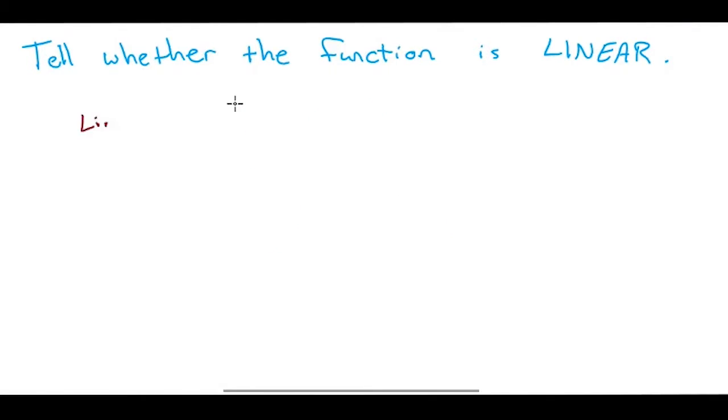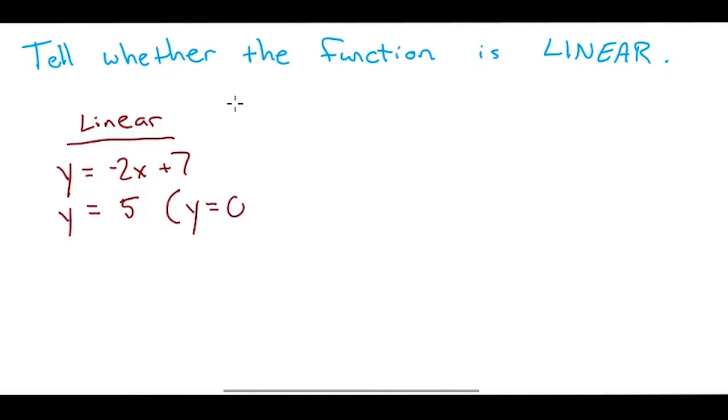Some examples of linear functions would look like this. y equals negative 2x plus 7. That one's pretty straightforward. But y equals 5 is also linear. The reason that's also linear is because it is the same as y equals 0x plus 5, and therefore y equals 5 is linear.